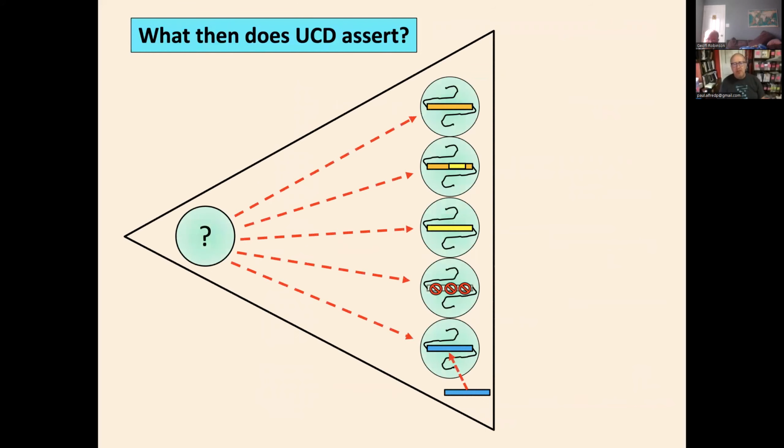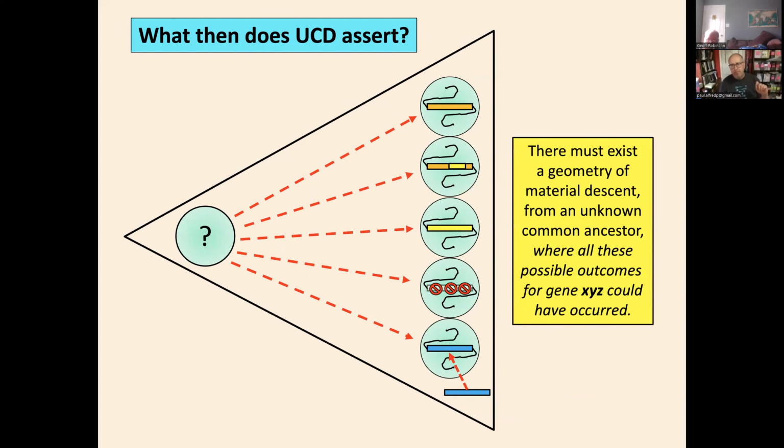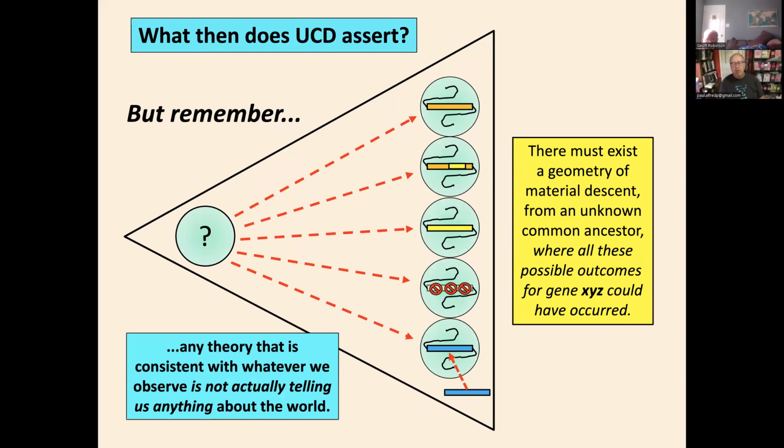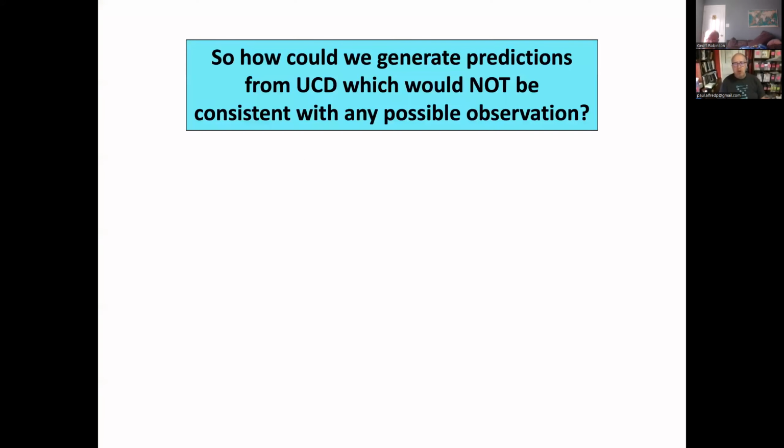Now, universal common descent, because of its generality, needs to be consistent with all of them, okay? Because what we're saying is there's some geometry of material descent where all those outcomes on the right could possibly have occurred. So the only way we're going to be able to make a prediction is by interposing a rule that comes not from universal common descent, but from some other part of biology. Because otherwise, universal common descent is going to be consistent with whatever we see. We don't want that to happen. That's untestable. So we need to borrow a rule from somewhere else, okay?